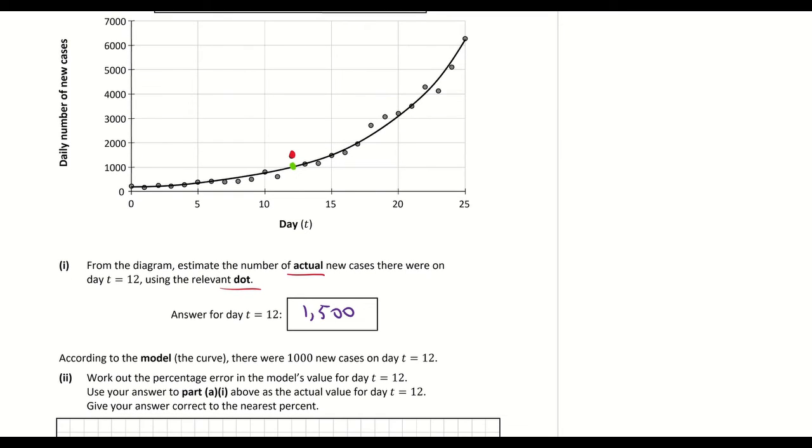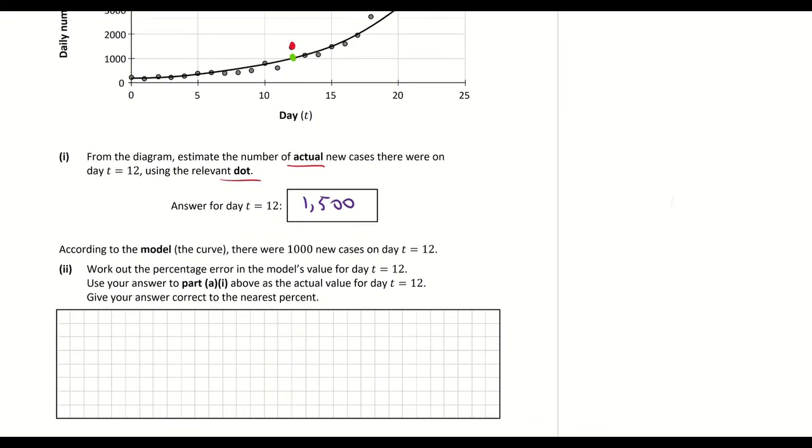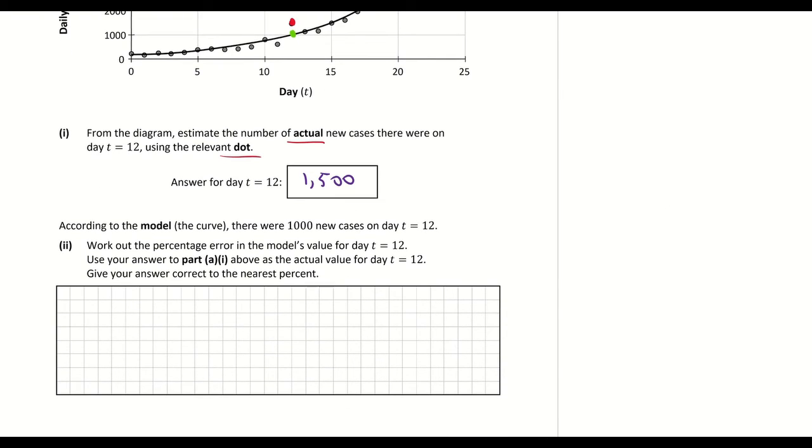Work out the percentage error in the model's value for day 12. Give your answer correct to the nearest percentage. Now, we've seen this earlier in the exam paper, the percentage error, and we used the formula difference over original. Or another word for original being the exact, the precise. So we have the difference, so 1,500 minus the 1,000, the model and the actual, divided by the original or the exact. Now the exact is the actual, so that's 1,500, the dots basically.